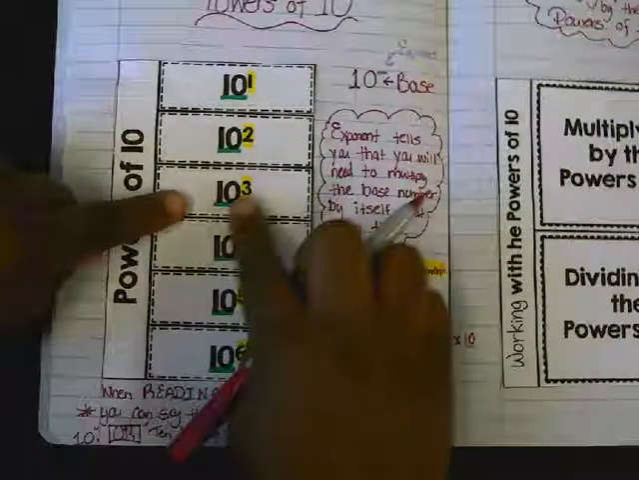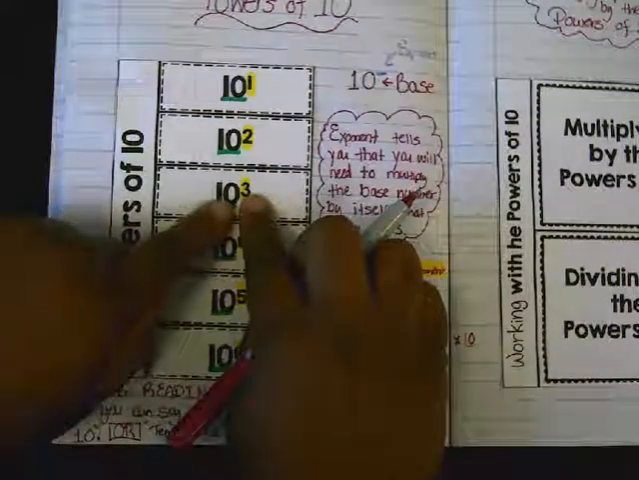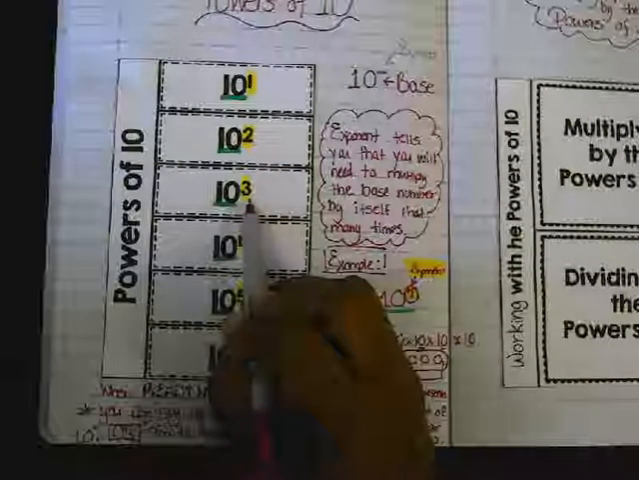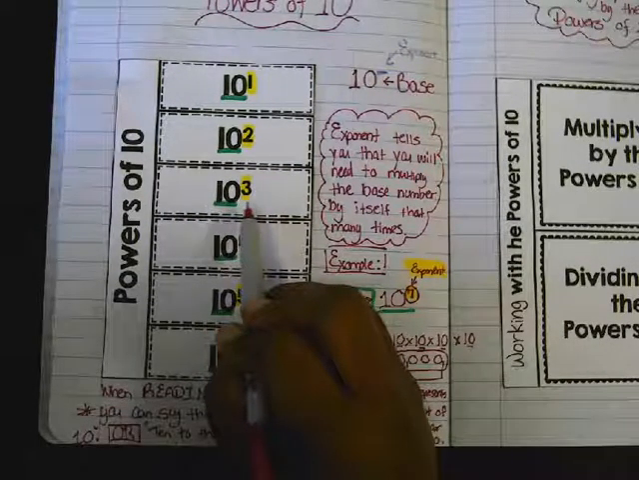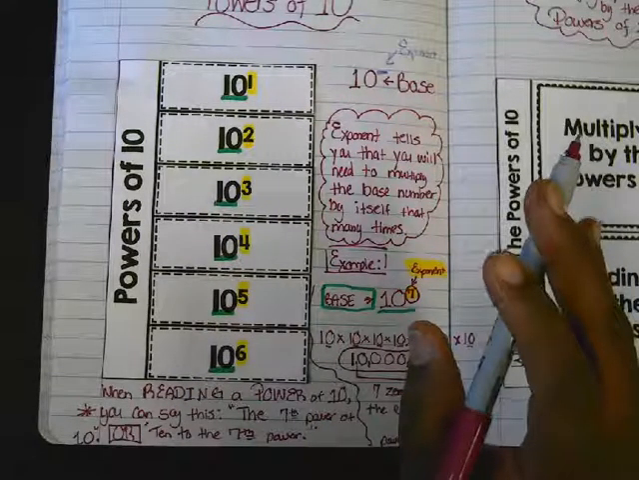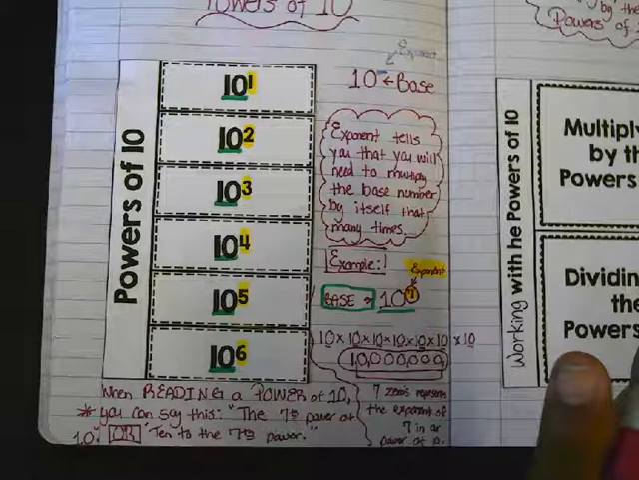Remember, the exponent tells you how many times to multiply the base number by itself. So because it's 3, I'm going to have 10 times 10 times 10, and then a power of 10 that has 3 zeros, and the product is 1,000. So let me show you. Let's do the first one.